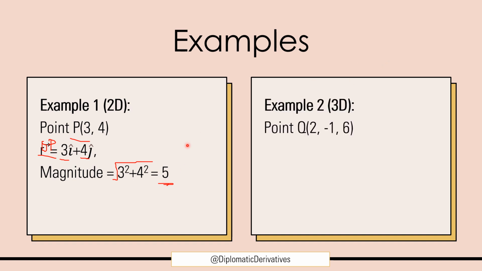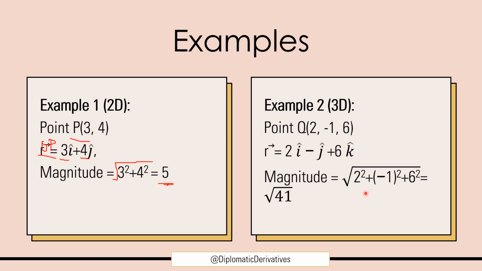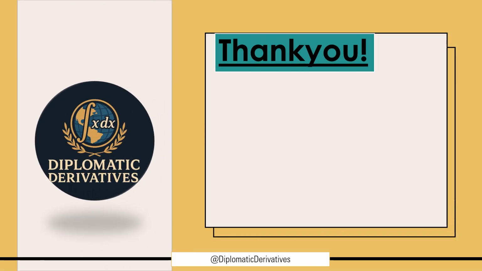Next is for 3D, same thing. What you do is first write the position vector, which will be OQ. We are just representing it as r because it shows that it's a position vector. It's basically OQ, that is from the origin to the point Q. So how do you do that? Again, you find the magnitude. You have to tell the distance of point Q from the origin. So that will be 2 square plus (minus 1) square plus 6 square. You get root of 41. This is the distance of point Q from the origin. All right, so that's how you find the distance of a point from the origin. Okay, so that's all for the position vector.